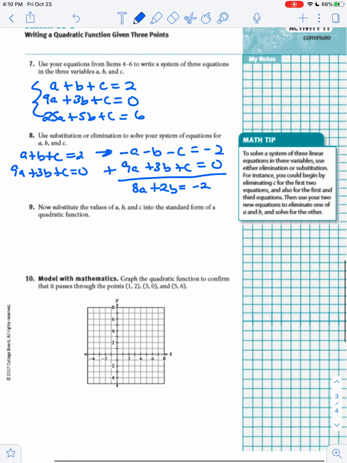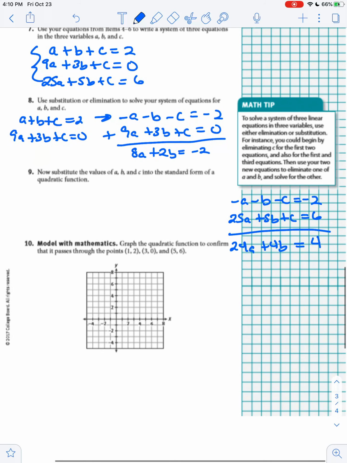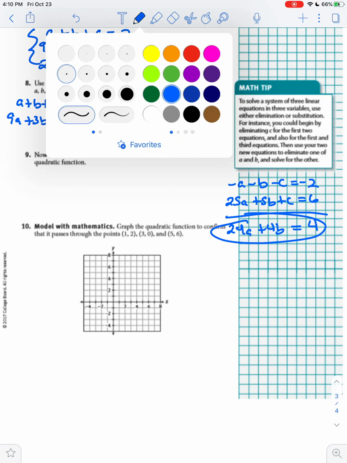Okay, well, I also need to do that with maybe equation 1 and equation 3, if I work with those two. So again, now I'm going to move this off to the side. Let's maybe work with equation 1, which I know is negative a minus b minus c equals negative 2. And I put it with equation 3, which is 25a plus 5b plus c equals 6. When I add, then I'll get 24a plus 4b, c's will cancel, equals 4.